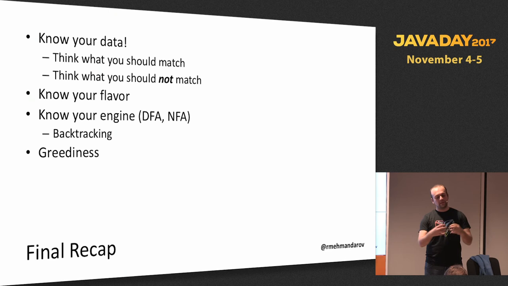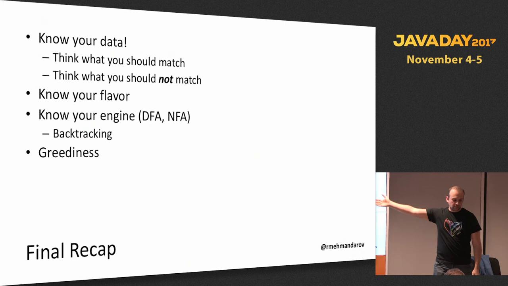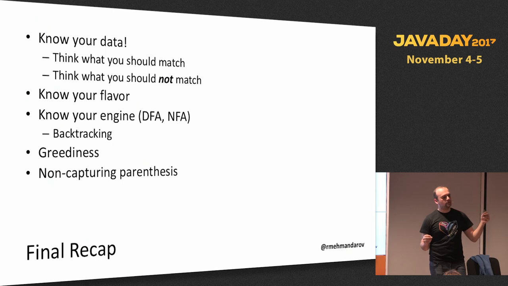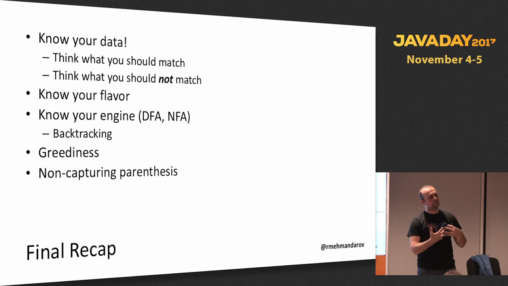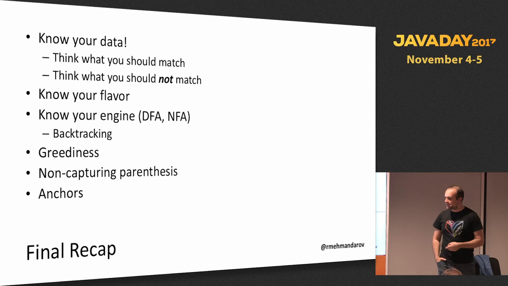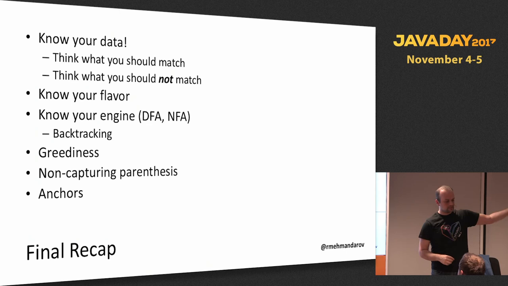So greediness, another thing to think about. Do you want a greedy algorithm? Do you want a non-greedy algorithm? Also try to turn off the capturing parentheses. If you use a lot of parentheses just to group things, use non-capturing parentheses, which means they will not store all those groups in memory. Otherwise it stores the groups in memory, builds up a list of them, and then you can refer to them, like the first group, second group, and so on. You can even sometimes give names to those groups. Anchors, we talked about that already. By anchors, I mean something telling that it's the beginning of the line or end of the line.